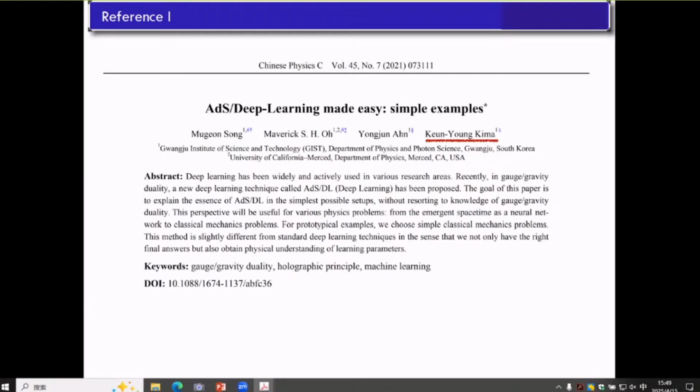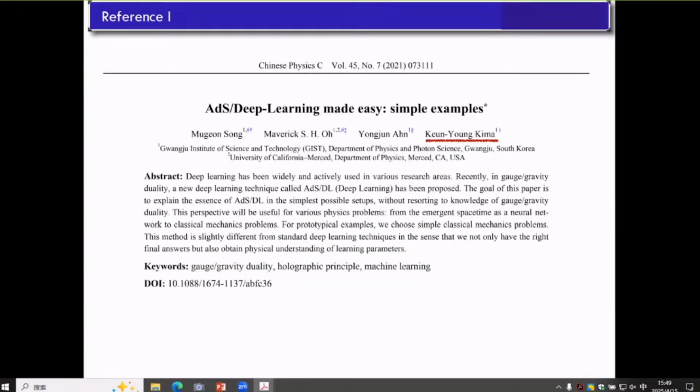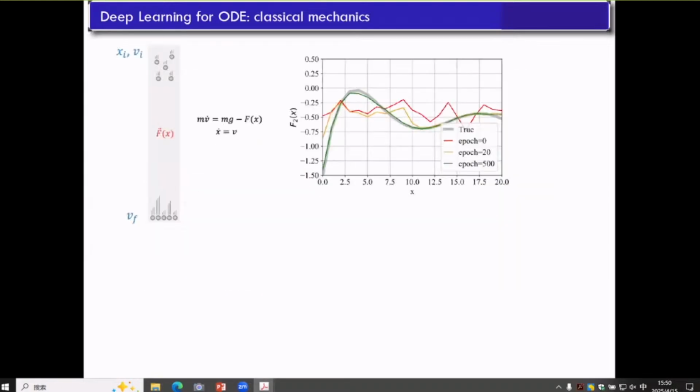What I did here is use the machine learning technique to solve classical mechanics. The main purpose is twofold. First, I want to deliver the main idea by using a simple example, so that people who do not know anything about holography can understand what's going on. The second, more important purpose is that I need training. I need to train myself to solve the problem. So I just chose this problem.